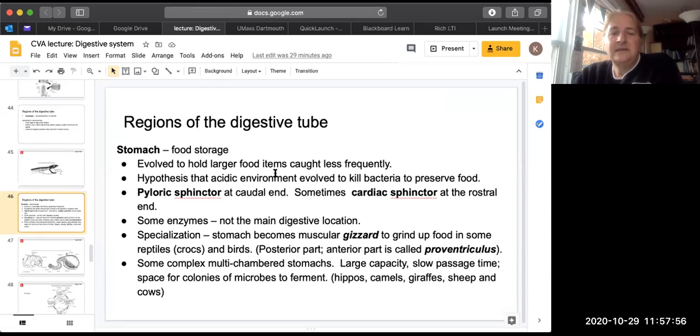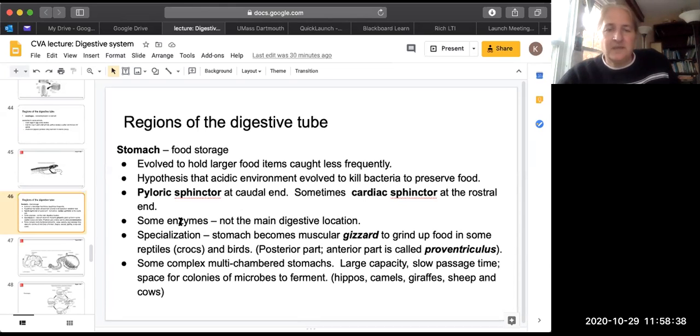There's a hypothesis that the acidic environment of the stomach evolved to kill the bacteria in the gut so it would preserve food, so that the large prey item that you had could sit in your stomach and they would be able to hold it for a while. And I mentioned the sphincters, or the valves at both ends, the pyloric sphincter, and sometimes a cardiac sphincter at the rostral end of the stomach. Some enzymes in there, but it's not the main digestive location. Again, it's for storage, not digestion.